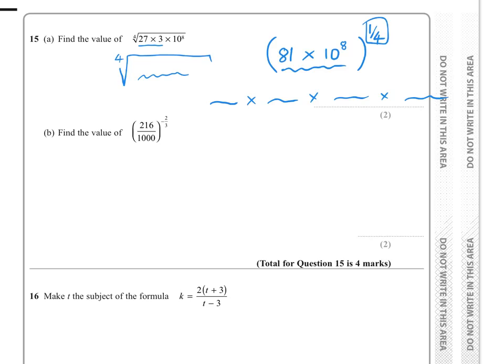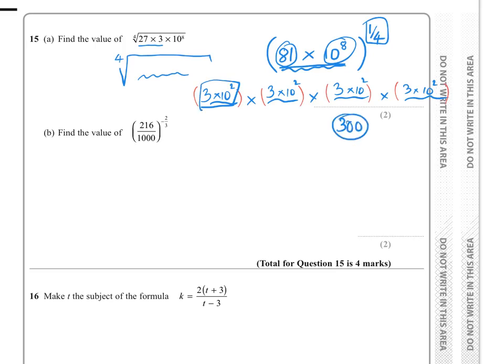Well, luckily 81 is 3 to the power 4, so I can write a 3 in each of these. If it helps, I'll put little brackets around here. You don't need them, but we'll put them in. And then if you look at 10 to the 8, isn't that 10 squared times 10 squared times 10 squared times 10 squared? So what's the 4th root of 81 times 10 to the 8? Well, it would have to be 3 times 10 squared, which is just 300.